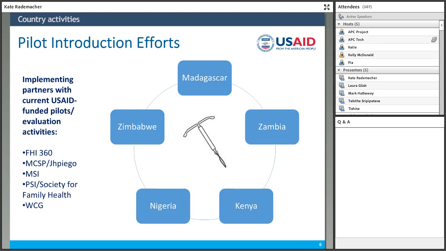There are several pilot introduction efforts that are underway with funding from USAID, including in the countries listed on this slide. And the partners who are involved are currently evaluating those introduction efforts and are sharing those findings with the global community.